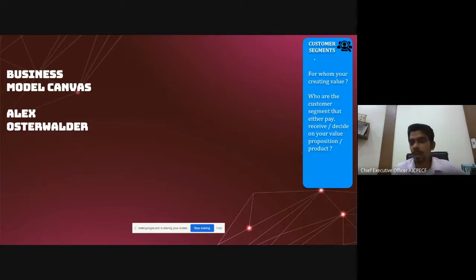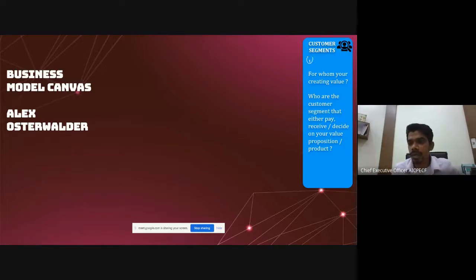who are all the customer segments? Anyone want to give your inputs? You can type it in the chat window, or else I'll just go ahead. For a newspaper agency, say The Hindu or Times of India, whom do you think are the customer segments? Basically, we can divide them into 2 parts.